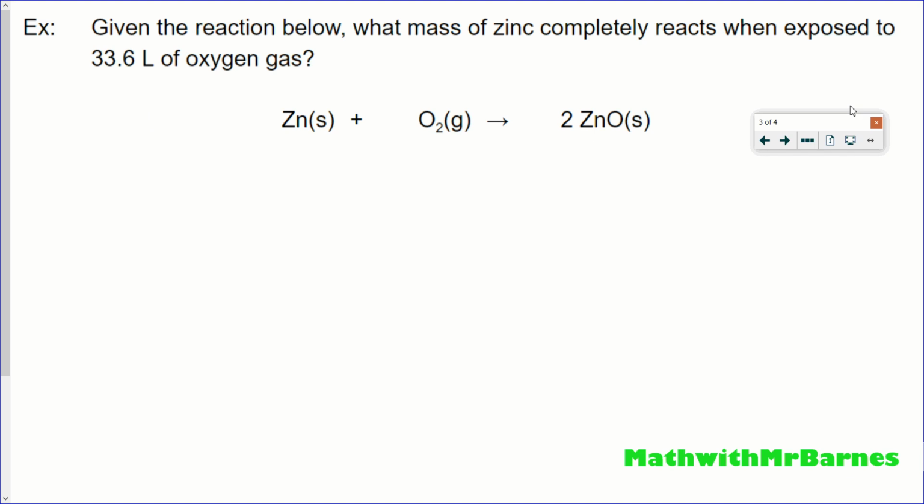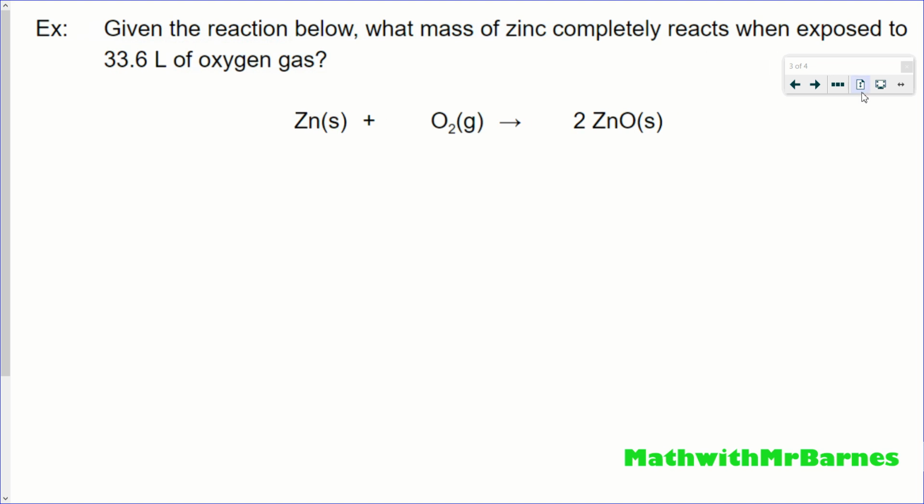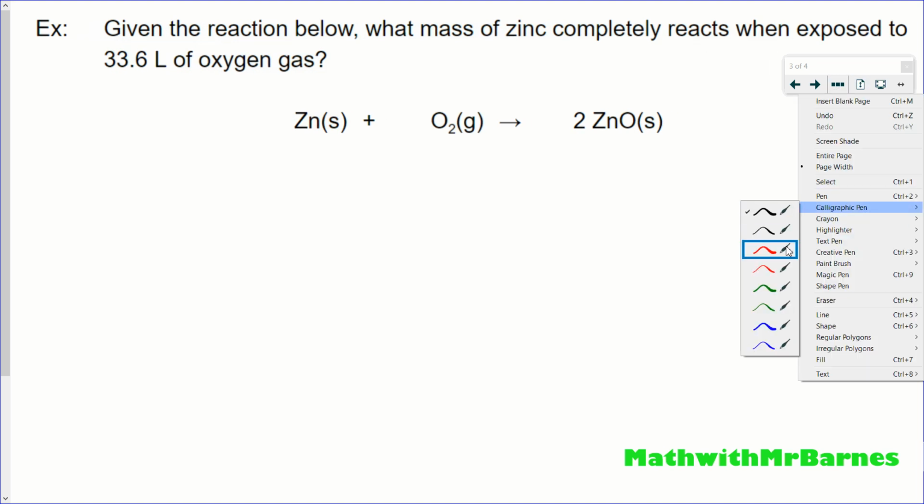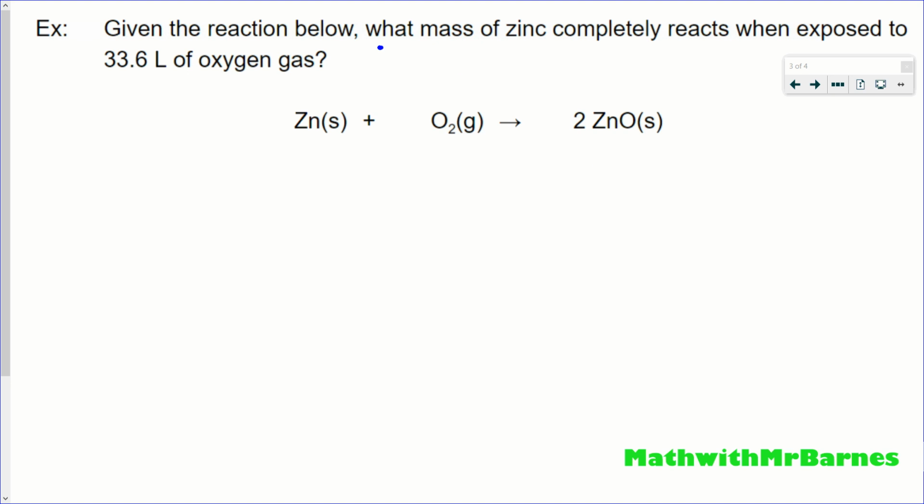All right, so let's see what we got. It says, given the reaction below, and we got to make sure it's balanced, what mass of zinc completely reacts when exposed to 33.6 liters of oxygen gas? So what mass of zinc? There's our first big hint there. That pretty much tells us that zinc is our want. I usually label want over my equation. And then, of course, the only other number we got is the volume of oxygen gas. So that's our given.